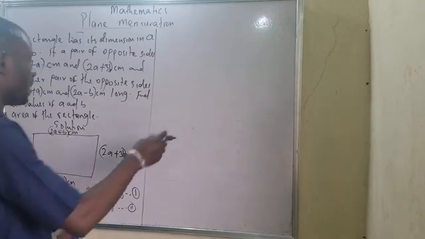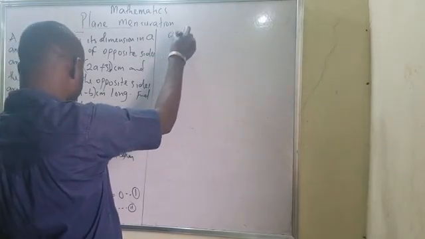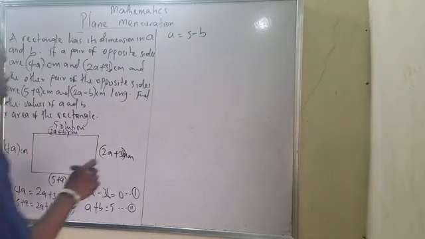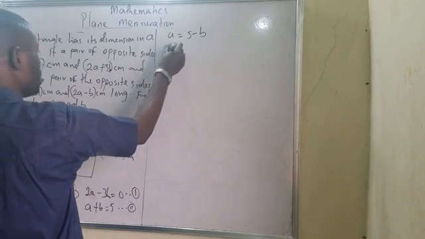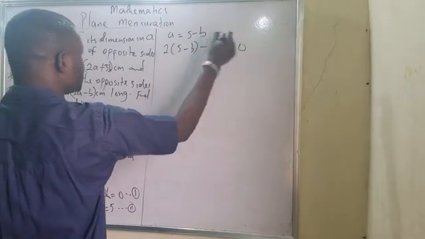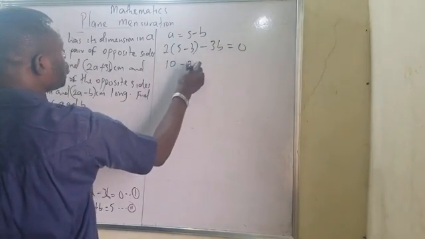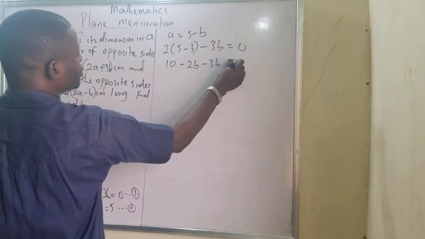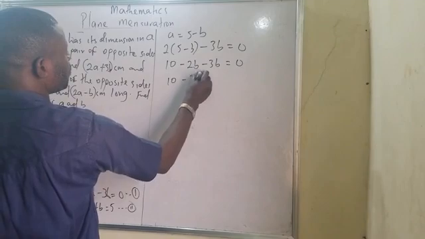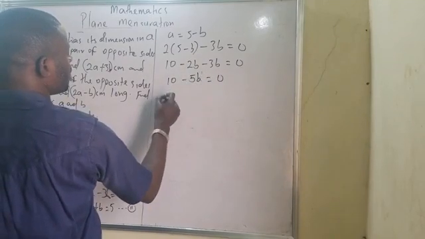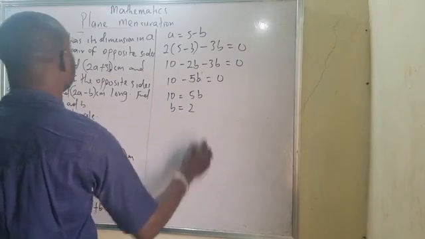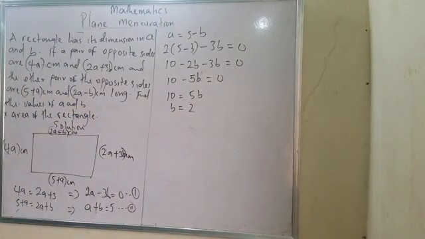From equation 1, A equals 5 minus B. If you don't know how to do simultaneous equations, there are videos for you to watch. Now it means I'll have 2 bracket of 5 minus B minus 3B equals 0. Now I have 10 minus 2B minus 3B equals 0, which is 10 minus 5B equals 0. Now I have 10 equals 5B, so B equals 2.